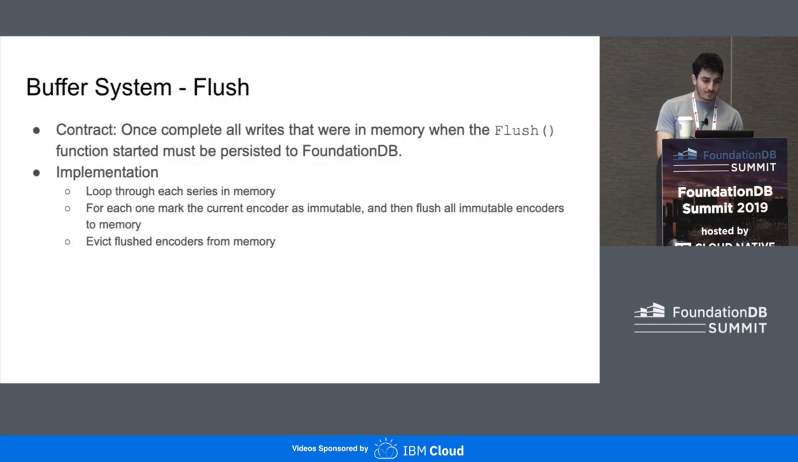This is where things get a little bit interesting, which is the flush API. This is what actually gets all of your data out of this buffer and into FoundationDB. There's a very specific contract that the flush API has to implement in order for everything to work. The contract is that once the flush method completes and returns successfully, all writes that were in memory when the flush function started have to be persisted to FoundationDB in a durable way. It loops through each series in memory, and for each one, it marks the current encoder as immutable, sealing the current compressed chunk, and then flushes all of the immutable encoders. Once it's flushed them, it can evict them from memory to clear up memory for more writes.